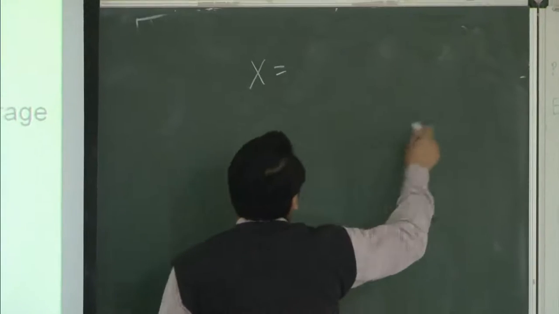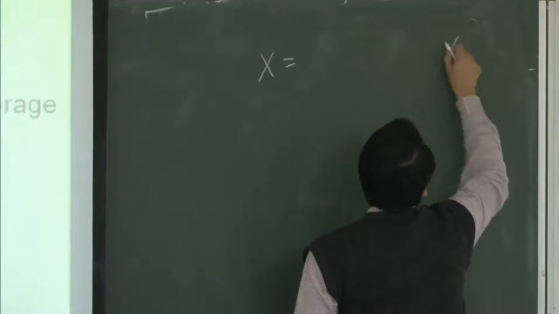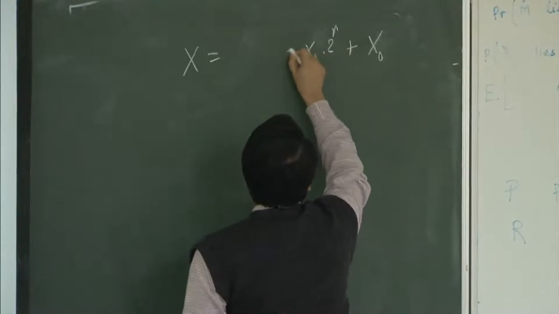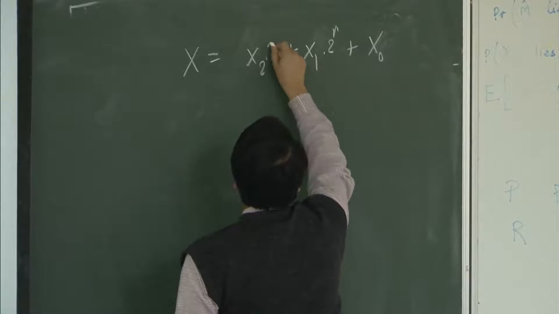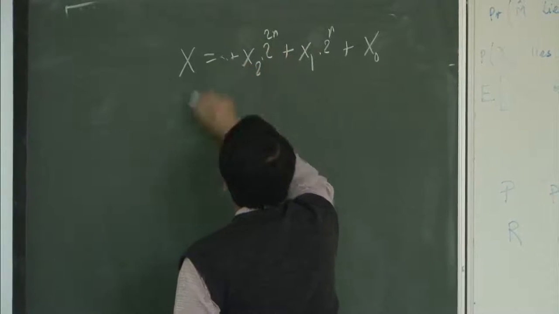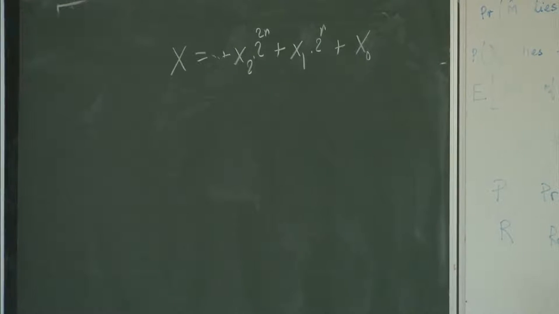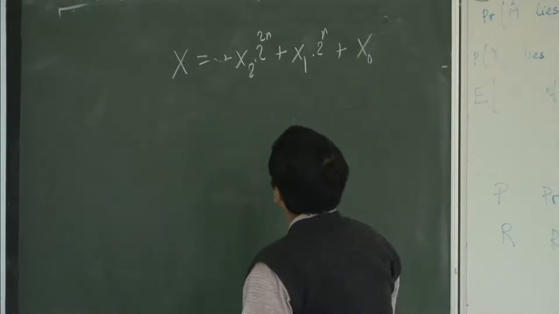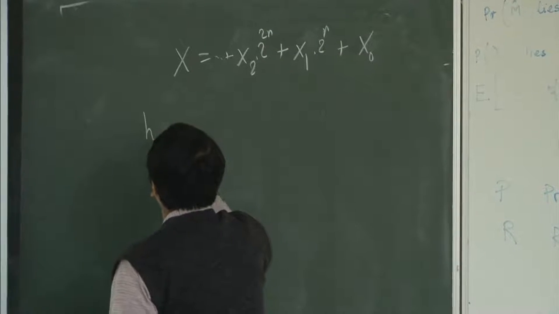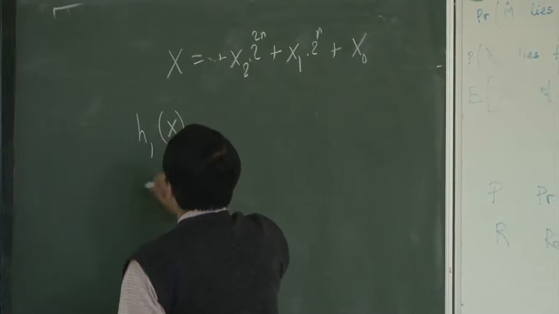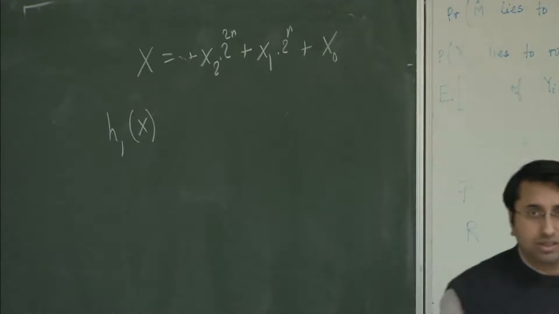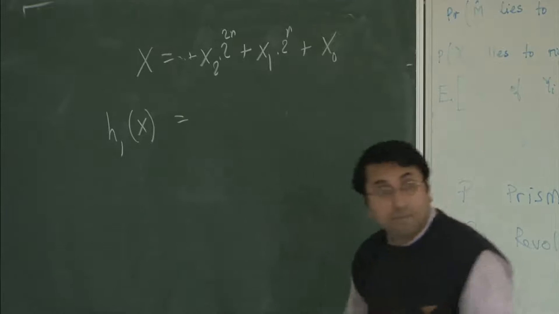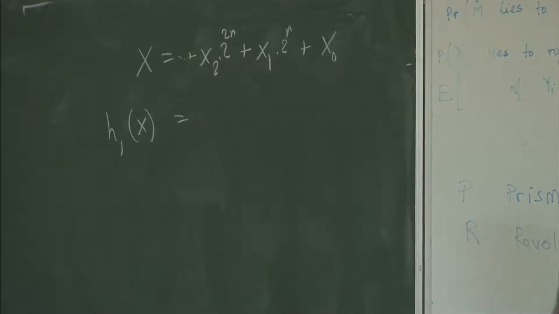I can write it as, let's say, x0 plus x1 times 2^n, plus x2 times 2^(2n), etc. So if I do a modulo 2^n hashing here, if I just do H1(x), where H1 is a modulo hash, what is the result of that? X0, right?